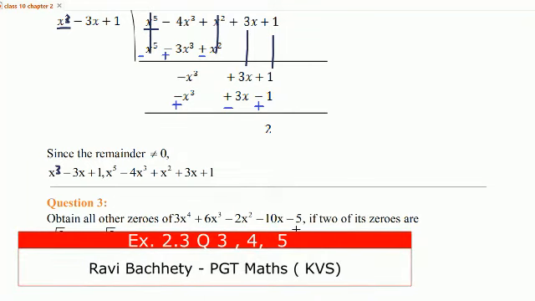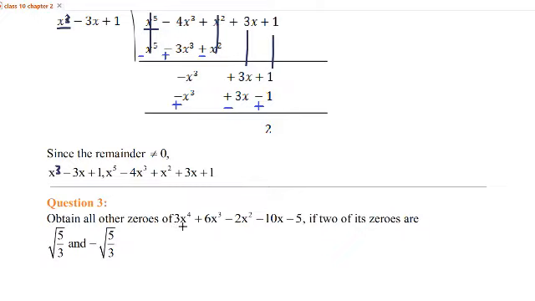In this video, we are going to do question number 3, 4, 5 of exercise 2.3. So question number 3 says, obtain all other zeros of 3x raised to power 4 plus 6x cube minus 2x square minus 10x minus 5. So it is a biquadratic polynomial. Biquadratic means where the degree is 4, right?